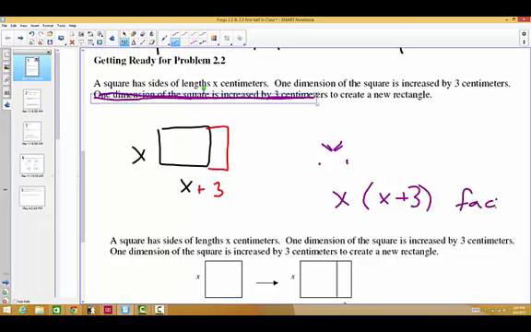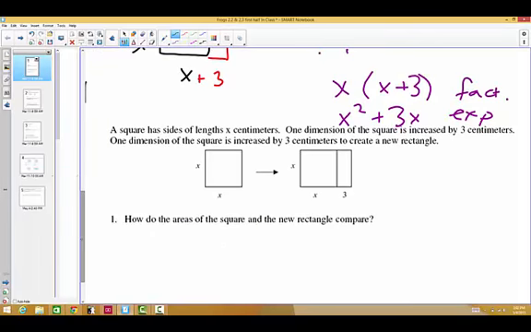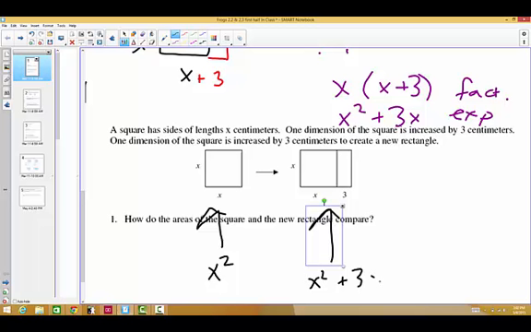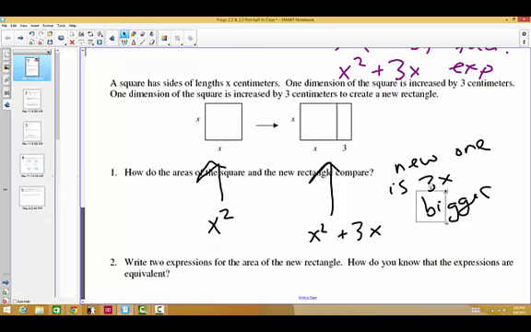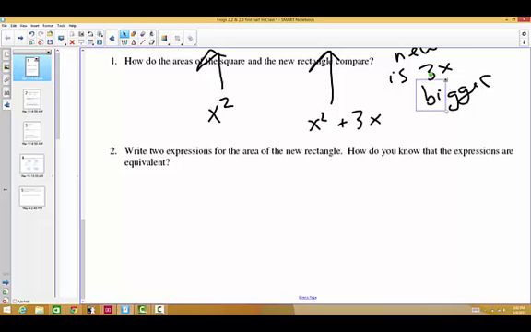So that is your factored form. Your expanded form would be x squared plus 3x. So the original one is x squared. The new one is x squared plus 3x. So how do the rectangles compare? The new one is 3x bigger. And then it says write two expressions for the area of the new rectangle. And we actually already did that, but I'll write them out again.